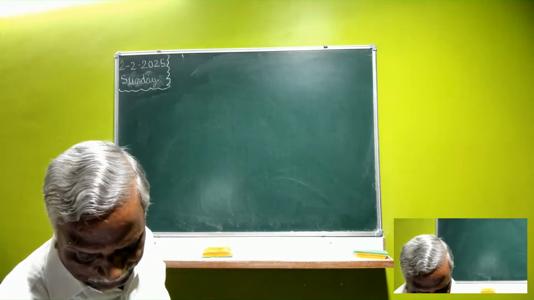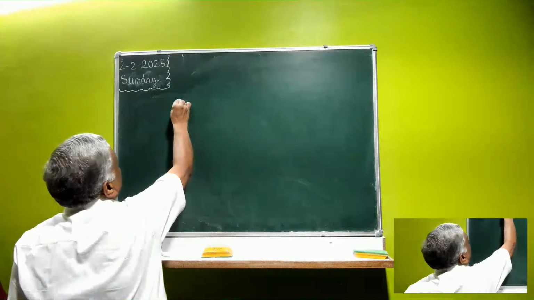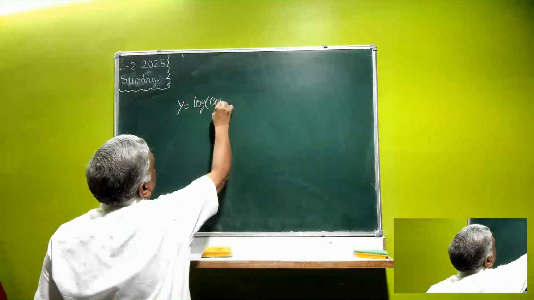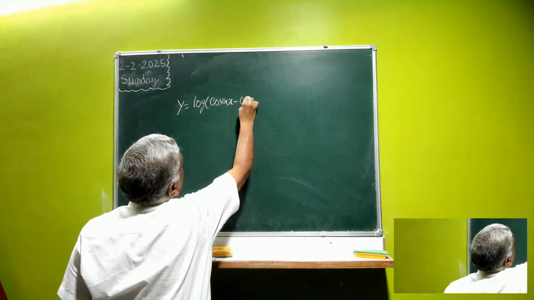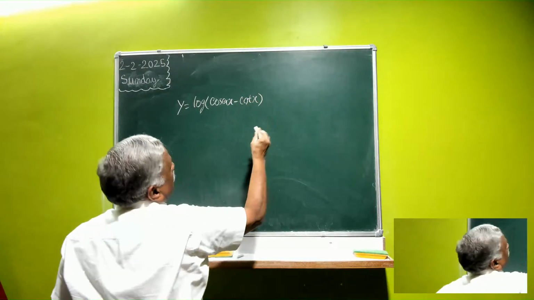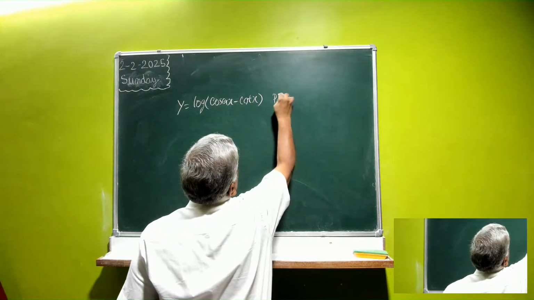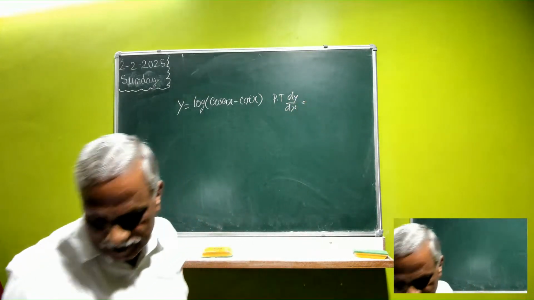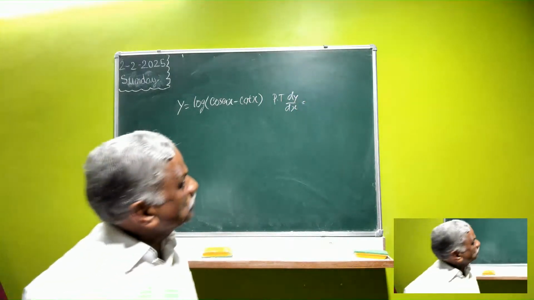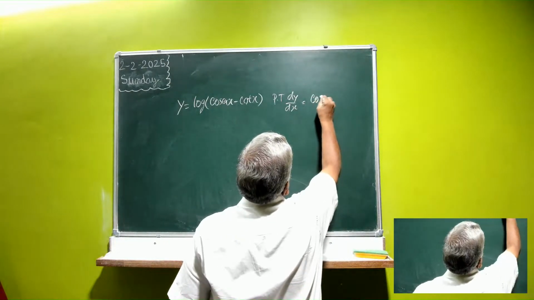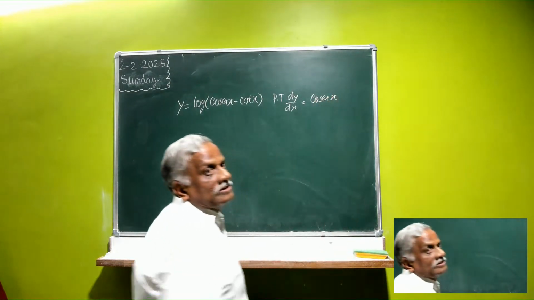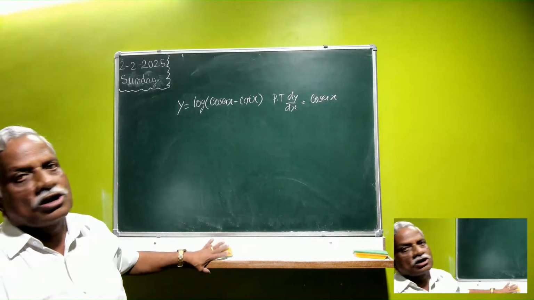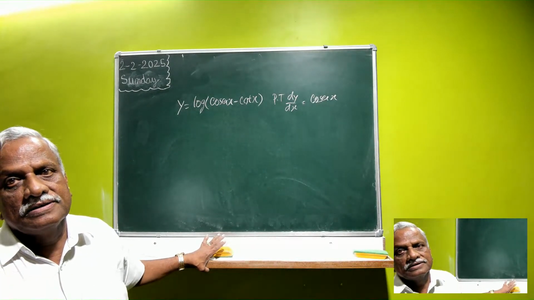The first one, y is equal to log of cosecant x minus cot x. Prove that dy by dx is equal to cosecant x. It's a standard problem. Y is equal to log of cosecant x minus cot x.